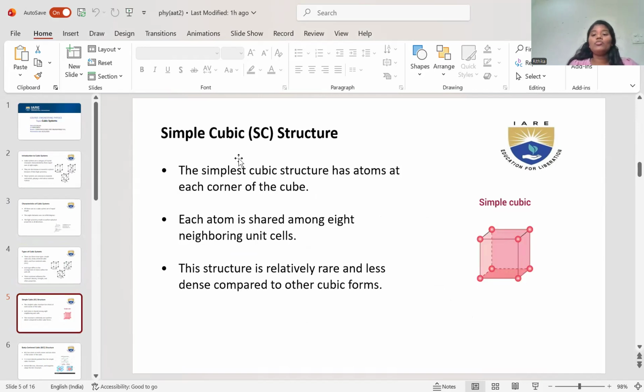Simple cubic system. The simple cubic system is the simplest cubic system, with atoms at each corner of the cube. Each atom is shared among eight neighboring unit cells. These structures are relatively rare and less dense compared to other cubic forms.